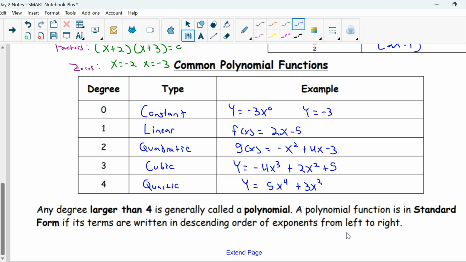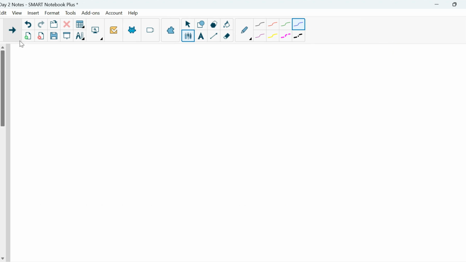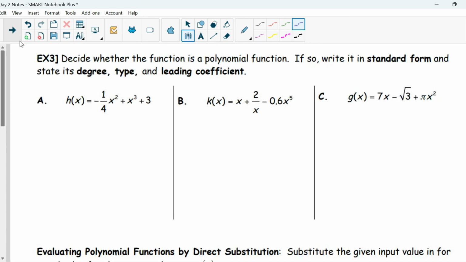All right, on to the back side here. Decide whether the function is a polynomial function. If so, write it in standard form, state its degree, type, and leading coefficient. So remember, in order for us to have a polynomial function, we need to check, are our exponents whole numbers? In example A here, I have my exponents of 2, 3, and 0 for my constant. We're all good to go there.